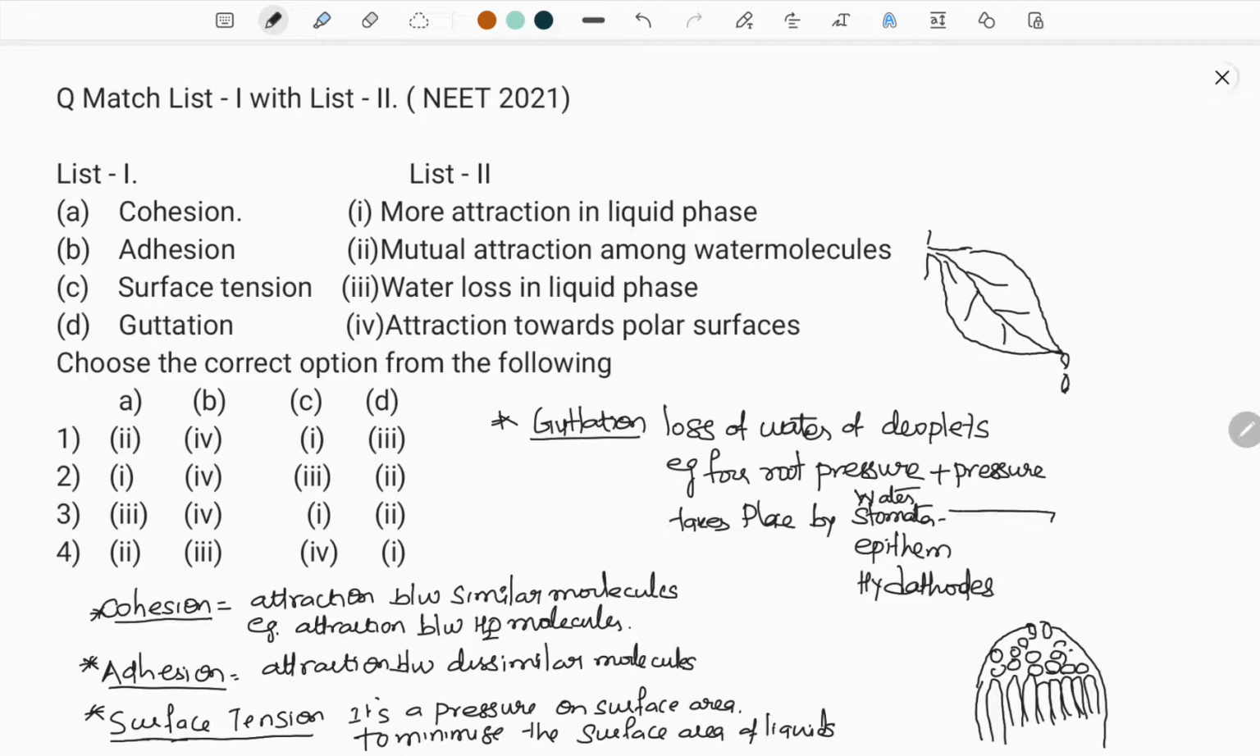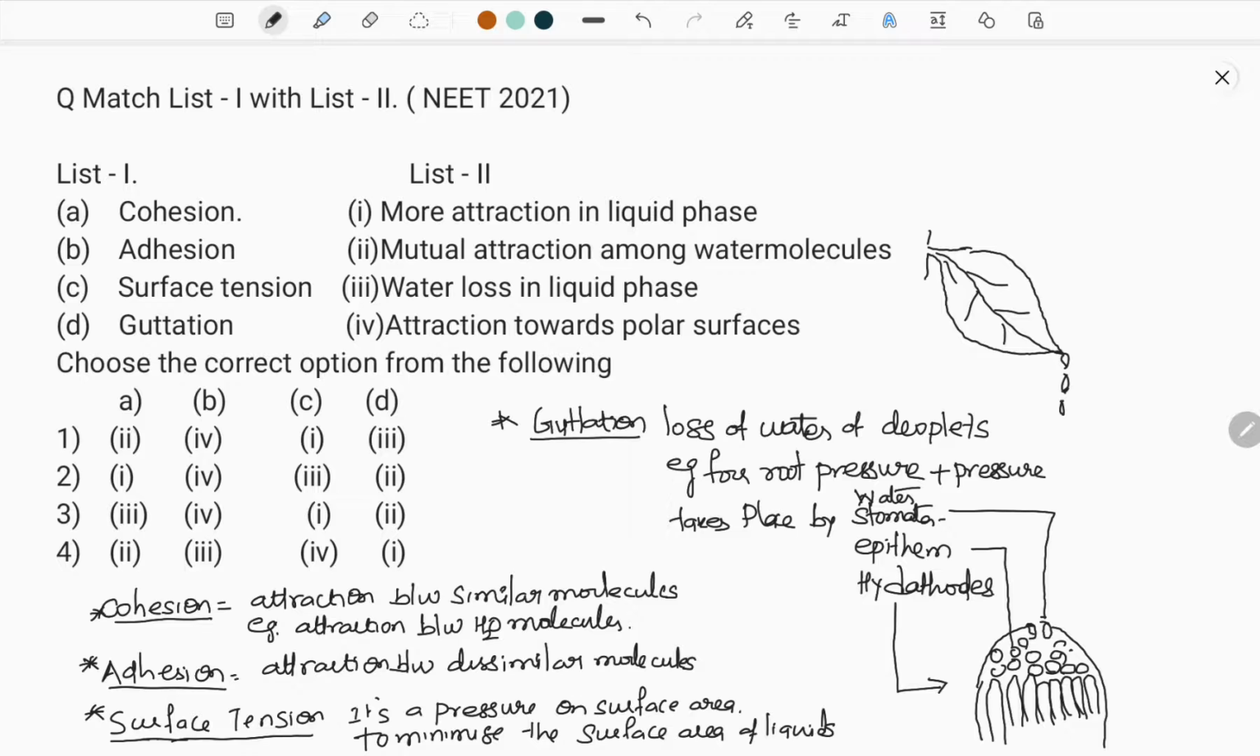So this is the water stoma, and this loosely arranged tissue is called epithem, and the total structure is called a hydathode. So water reaches from venations into the epithem. From the epithem it reaches into the cavity. From the cavity it reaches the water stoma, and from the water stoma water is lost in the form of droplets. So this is called guttation.